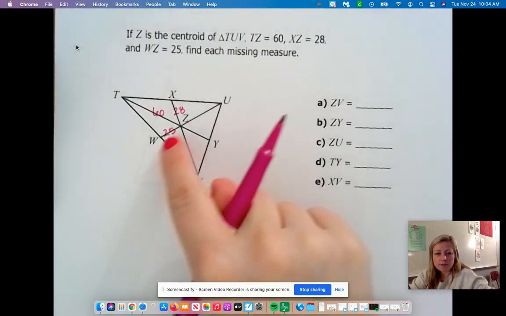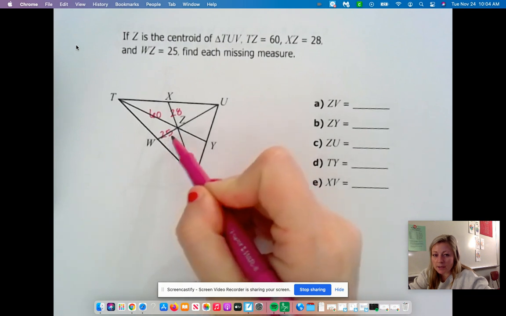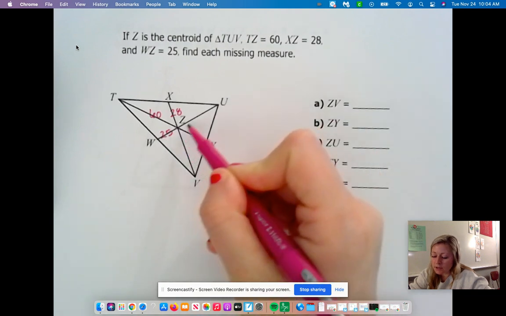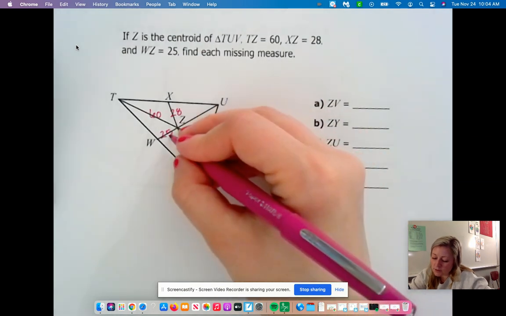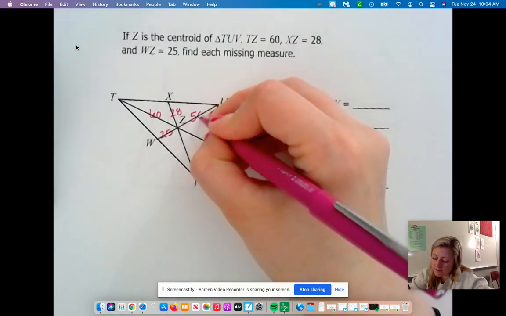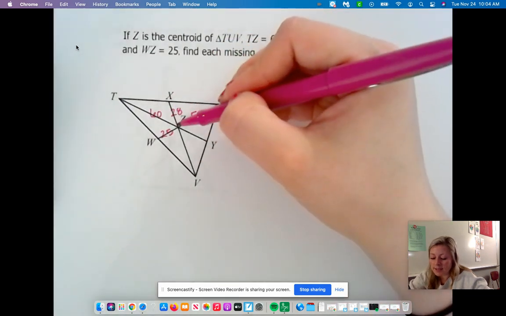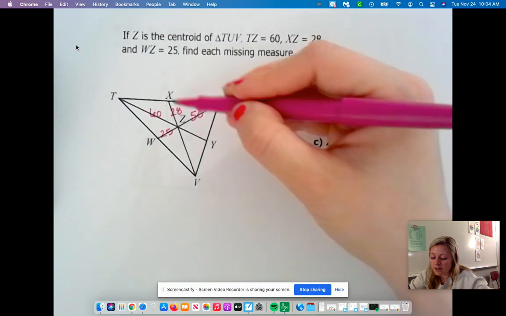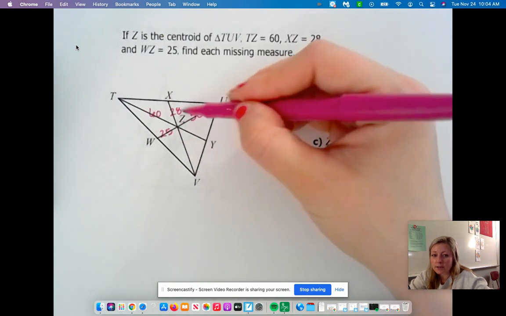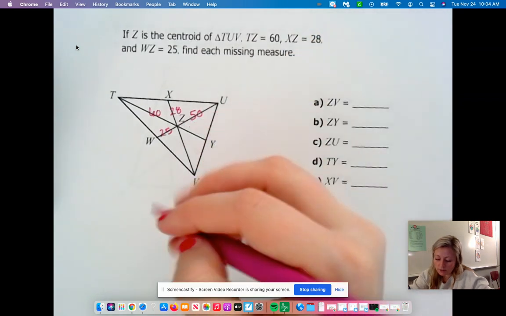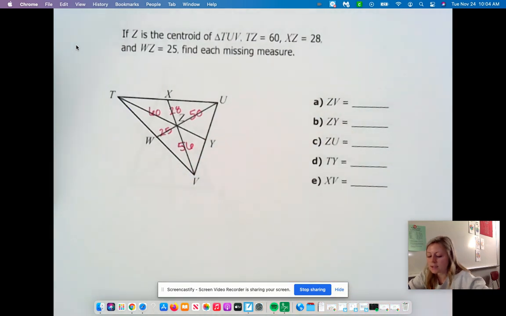Let's start with this 25, okay? So think this is my small part. It's the third of WU. So I can double this to get this guy right here. So 25 times 2 would be 50. Similarly, XZ is the third of XV. So to find ZV, we just double it. So 28 times 2, 56.